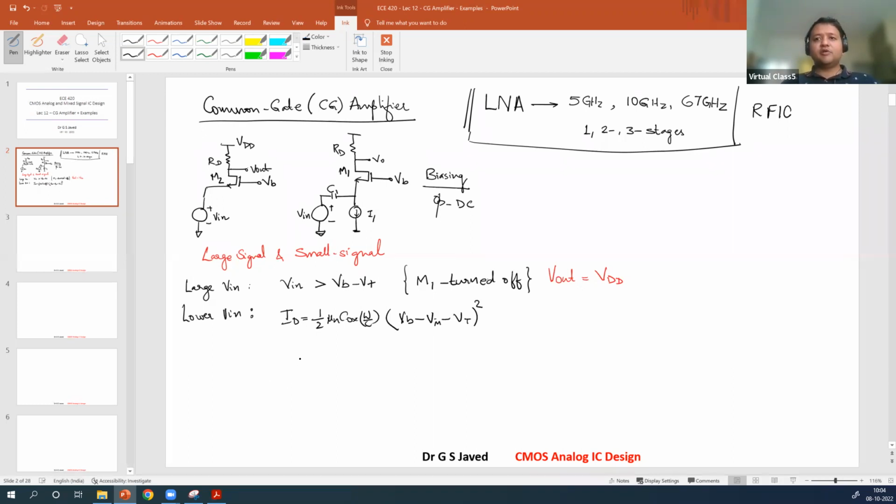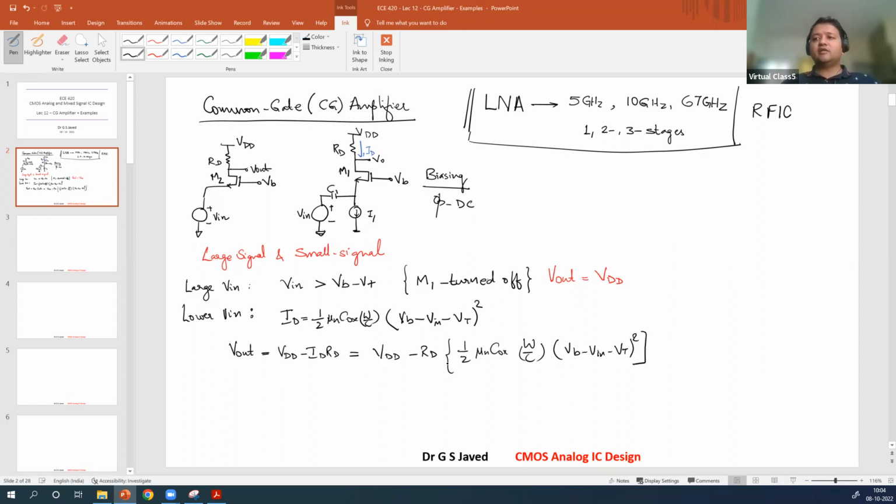Now this gives you a relationship for ID, and when you want to find out what Vout is, your Vout value is given as VDD minus ID RD, right? Your Vout is VDD minus ID RD. So this is the ID current here. Now, what is this value equal to? This value will be equal to VDD minus RD times half mu n Cox W over L, times VB minus Vin minus Vt, the whole square.